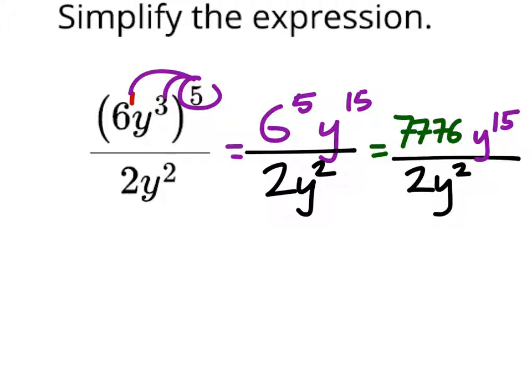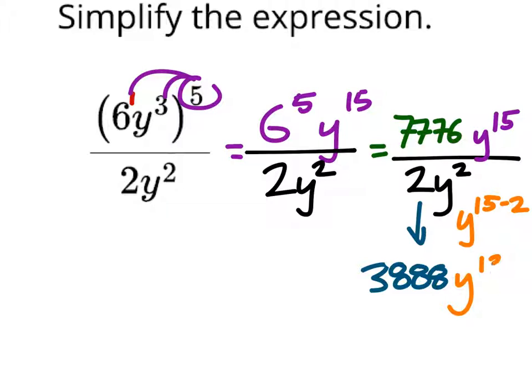So we'll do 7,776 divided by 2, which is 3,300. And then for the y's, I would have y to the power of 15. But we'll subtract those 2 from the denominator, and we get y to the power of 13.